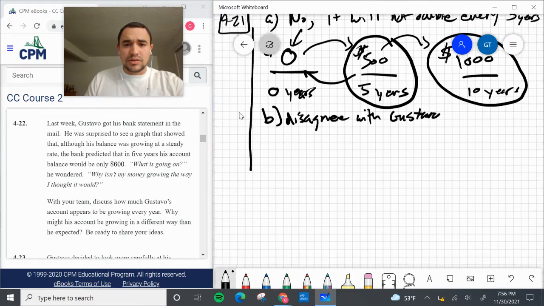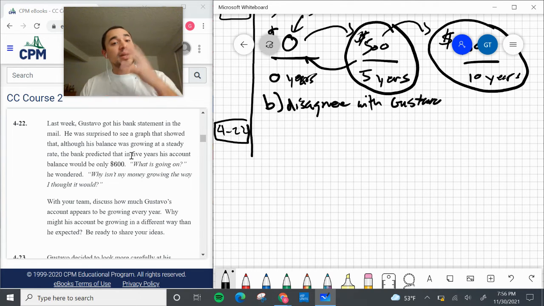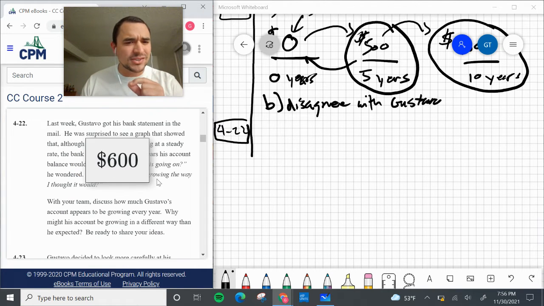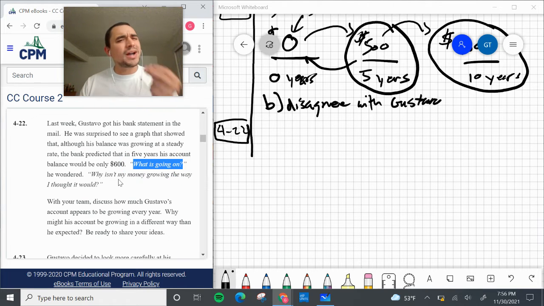4.2.2. Hopefully you are following along with this. Last week, Gustavo got his bank statement, and it said that he's only going to have $600. So what is going on? That's what he's asking. Why isn't my money growing like I thought it would? Now, unfortunately, that's not how the world works. You don't have $0, then 500, and then 1,000, because then everyone would be rich.